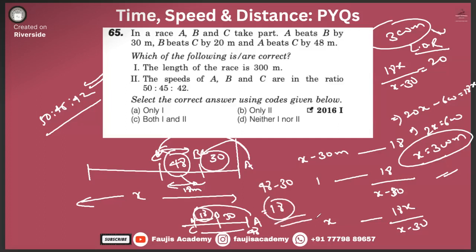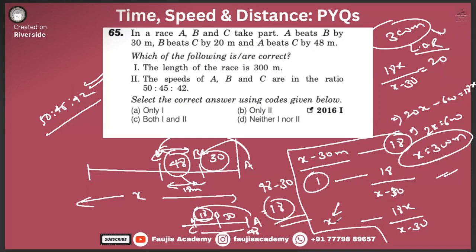Yes, sir. Did you get it? I know the difference is 18, sir. Why did we relate that x minus 30 to 18, sir? We are not relating them directly. This is the unitary method. When the race is x minus 30, the gap is 18. When the race is 1 meter, the gap would be 18 by x minus 30. When the race is the full length x, the gap will be 18 by x minus 30, into x.